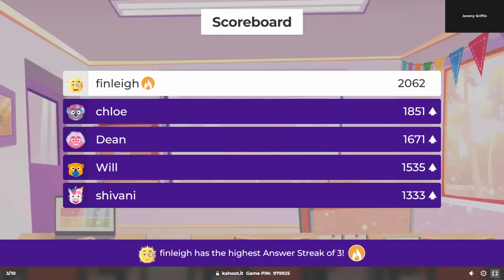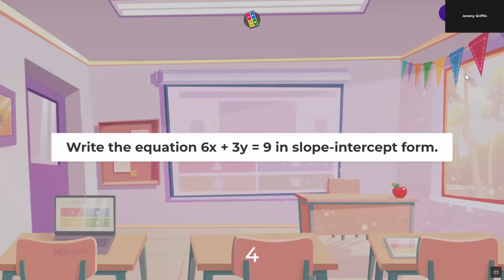Shivani, Will, Dean, Chloe, Finley on fire.